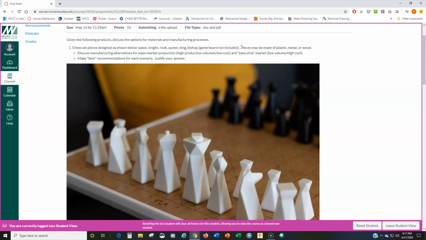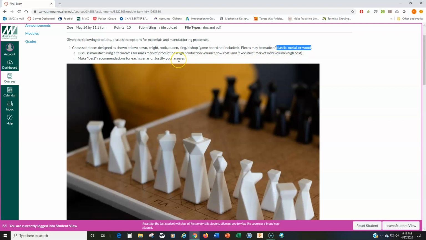And what I want you to look at are these two fundamental questions. First of all, I want you to discuss manufacturing alternatives for the two scenarios that are laid out. So if you end up doing the high production volume, low cost route, what are the manufacturing alternatives for that? What fits well with that high production, low cost kind of environment, including what kind of materials, right? Plastic, metal, or wood. And then contrast that with the executive market, low volume, high cost. How would the manufacturing or production of these pieces change? How would the material change?